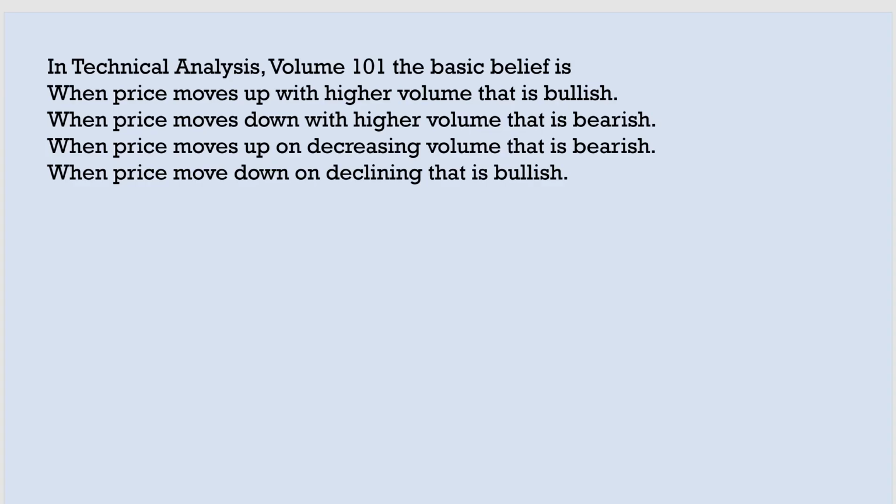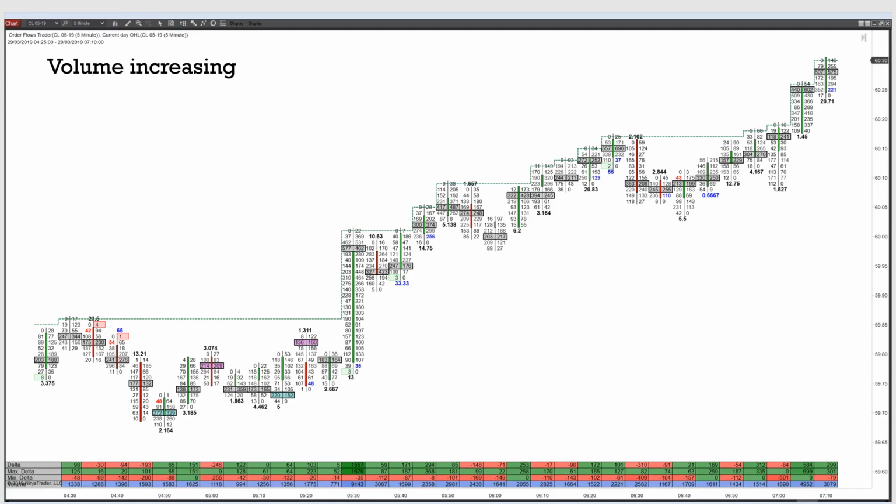Now, in technical analysis, volume 101, right? The basic belief is when price moves up with higher volume, that's bullish. When price moves down with higher volume, that is bearish. When price moves up on decreasing volume, that is bearish. And when price moves down on declining volume, I left out the word volume, that is bullish. Okay, that's just basic stuff, right? Hopefully everybody already understands that concept, but you can see here.